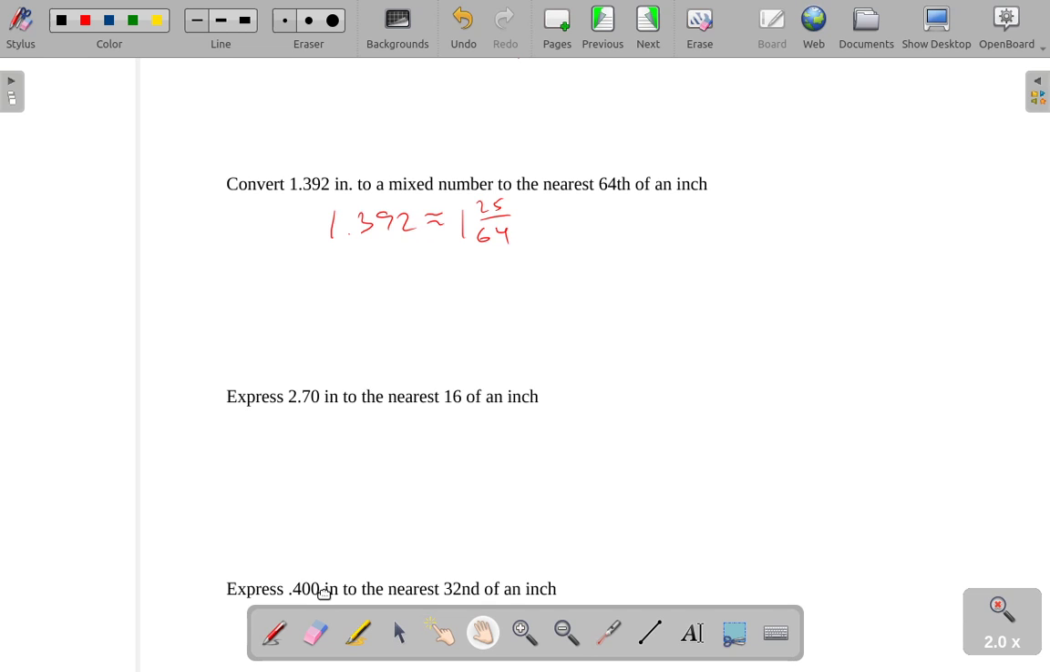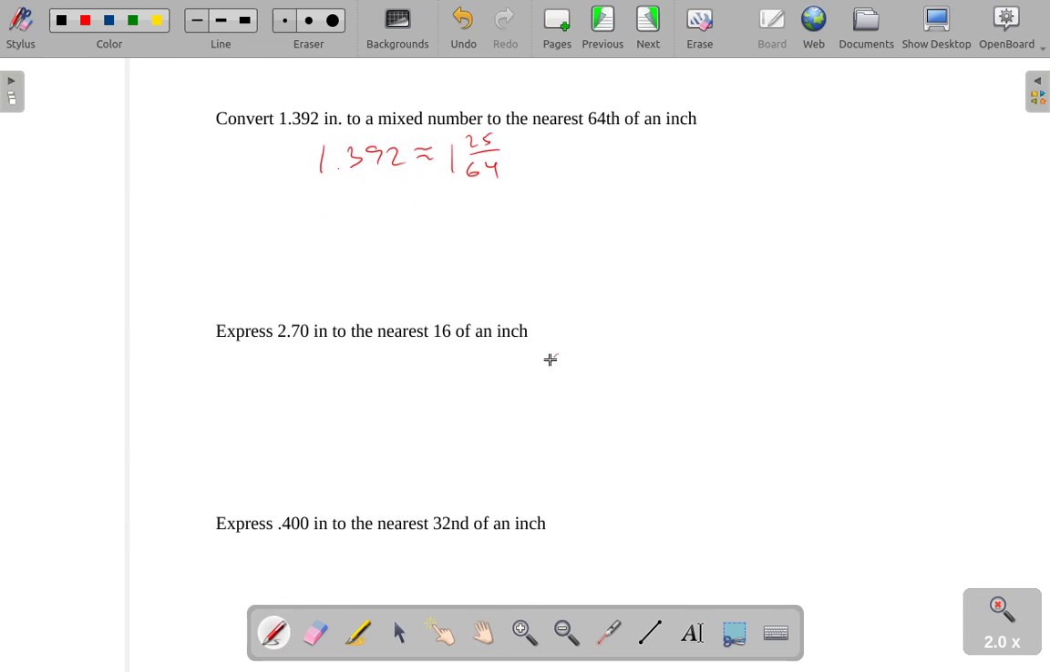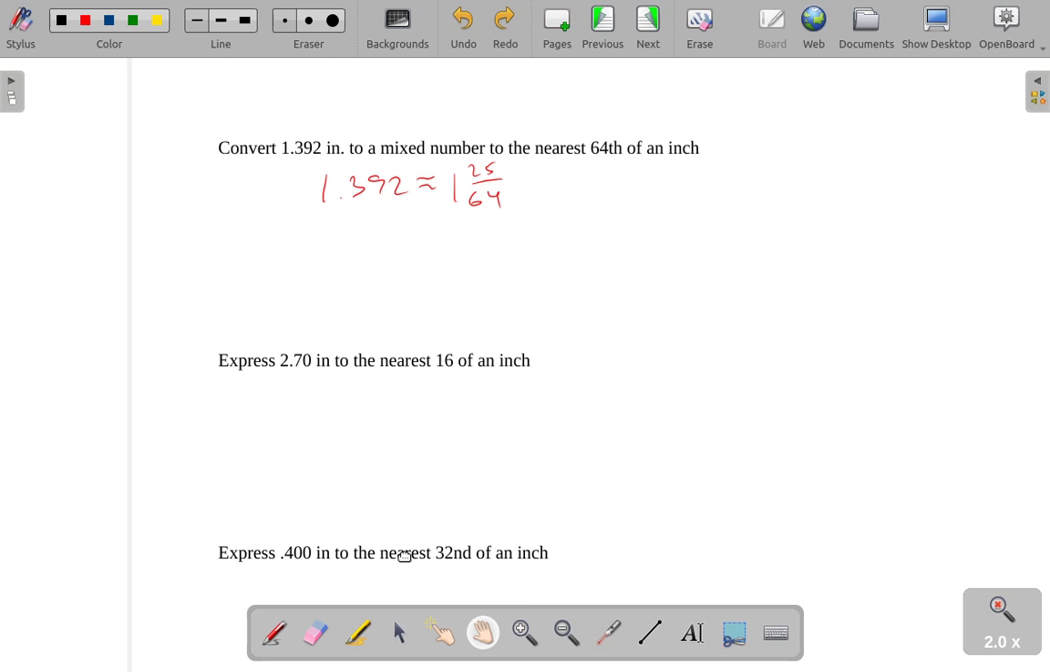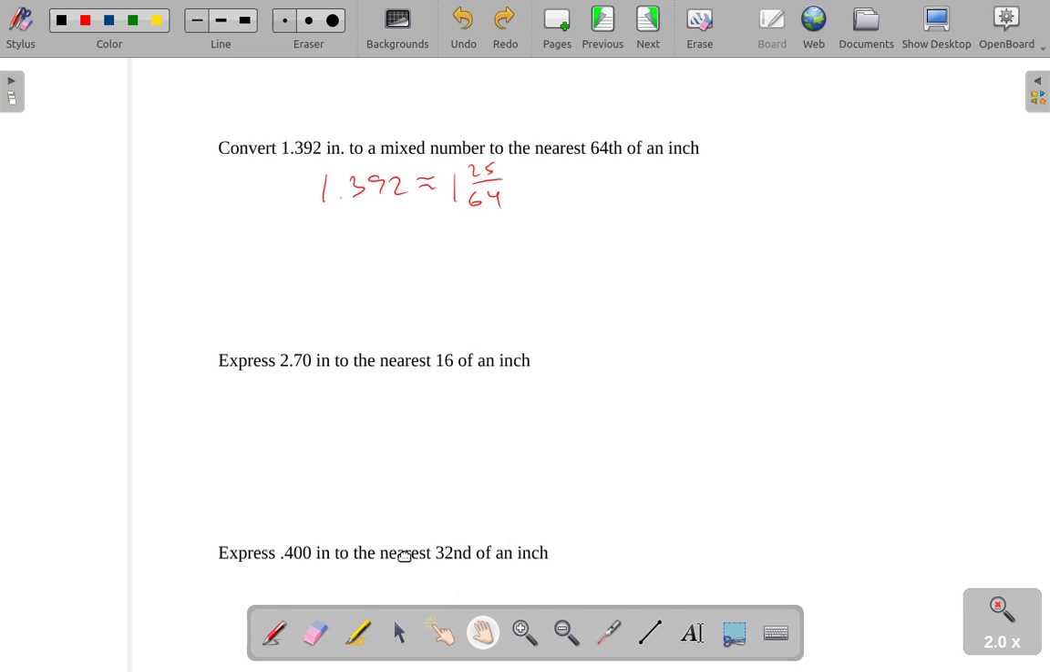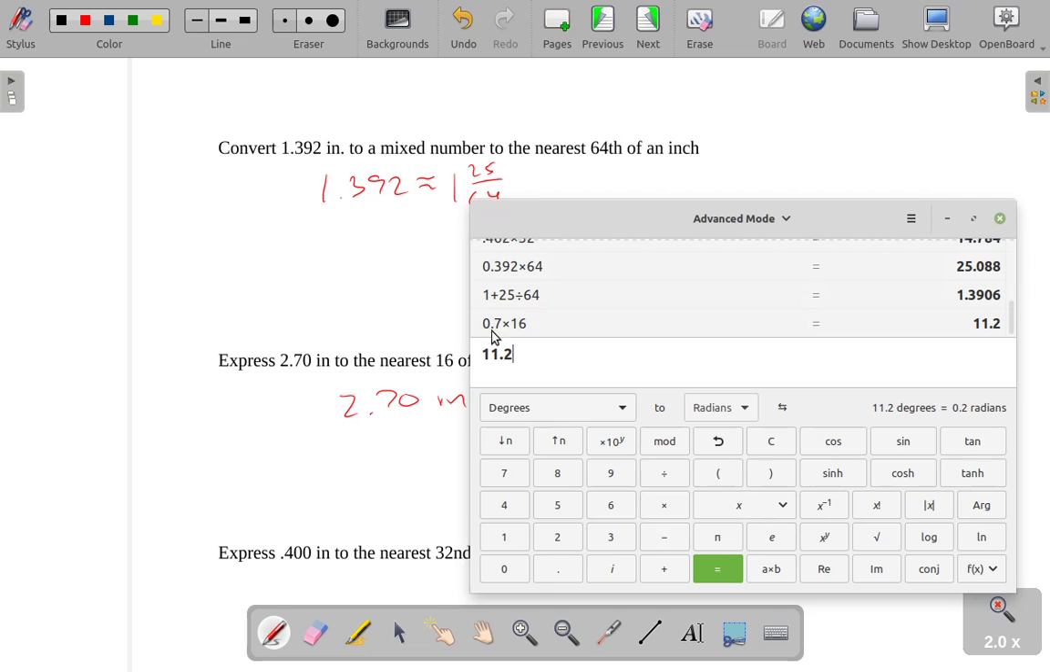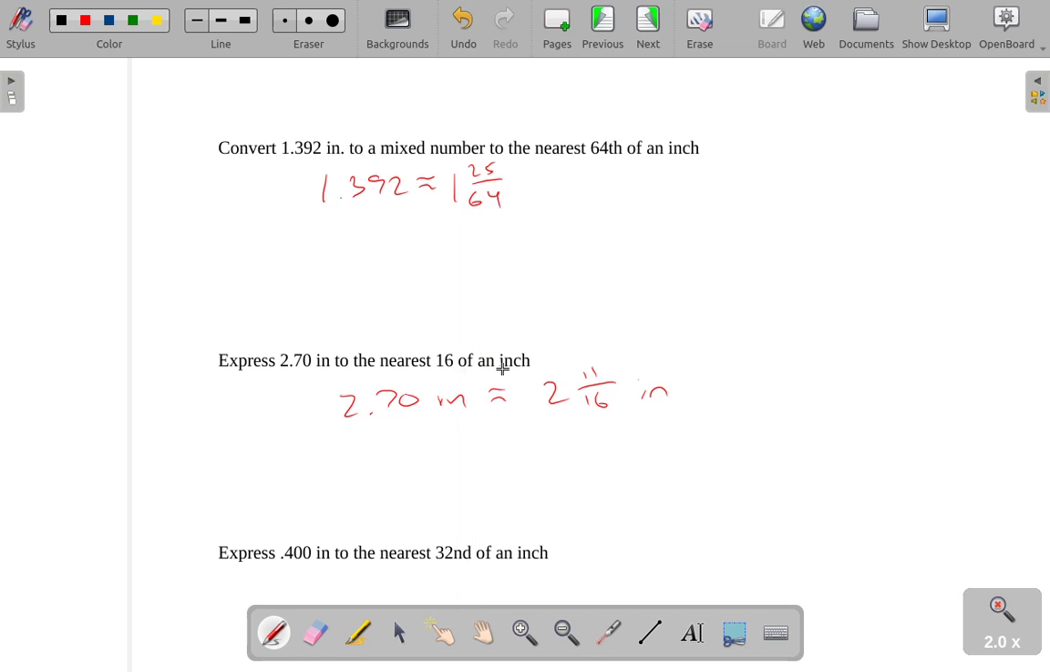Alright, if we want to express 2.70 inches to the nearest 16th of an inch, I would do the same thing. Again, the 2 I would leave off, and I would just do 0.7 times 16 to give me 11.2. So 2.70 inches is approximately equal to 2 and 11/16ths of an inch. Again, I got that 11 by taking the 0.7 times 16.